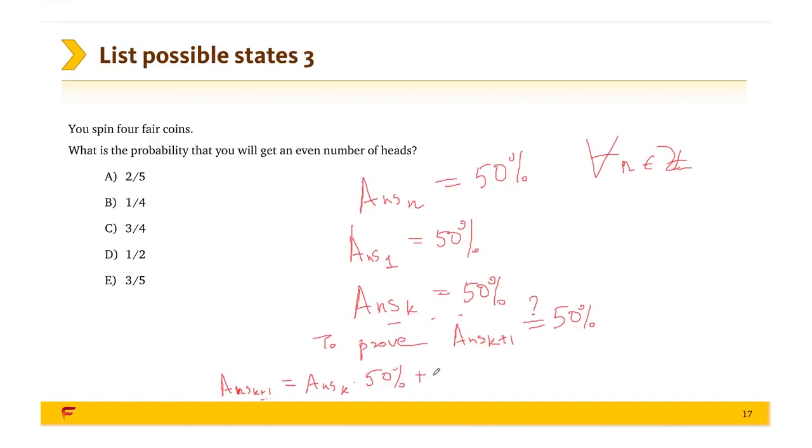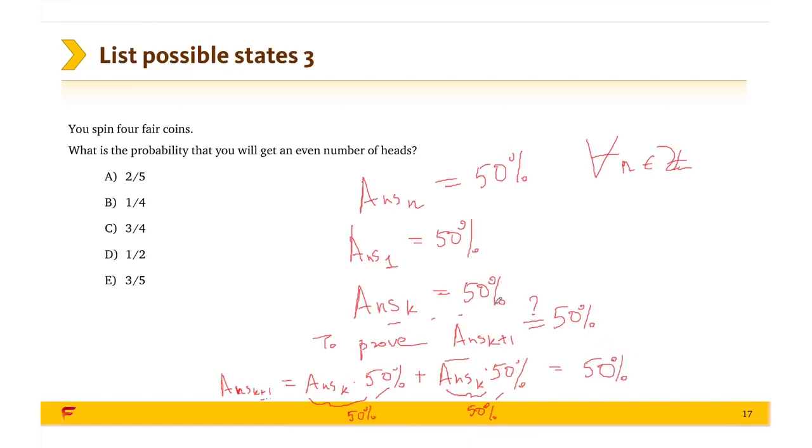But also, we can get an odd number of heads on the previous step. I'm going to write the probability of an odd number of heads, times the probability that we get a head on the k plus first coin, because that means that the odd number of previous heads plus one equals an even number of heads. And by assumption, this number is 50%, and this number is 1 minus 50%, again 50%. So the total number is 25% plus 25% equals 50%.